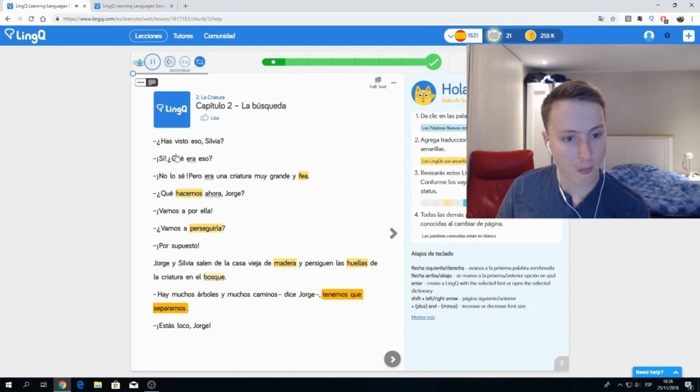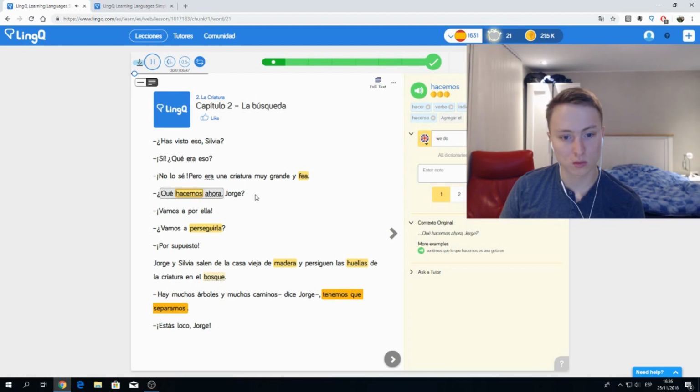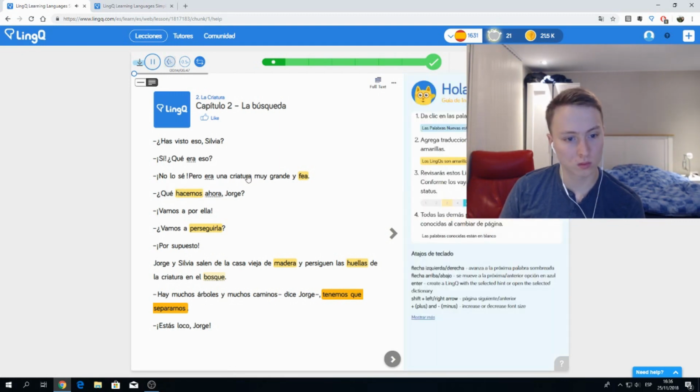Capítulo 2. La búsqueda. ¿Has visto eso, Silvia? Sí. ¿Qué era eso? No lo sé, pero era una criatura muy grande y fea. ¿Qué hacemos ahora, Jorge? Vamos a por ella.